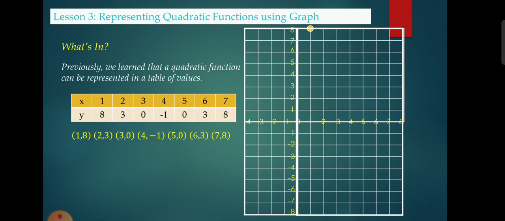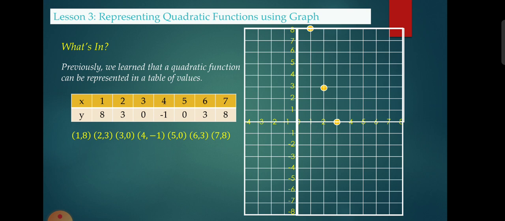So, first plot is 1 and 8. So 1, 8 is found on the first quadrant. X is 1, y is 8. Puro positive. The second point is 2, 3. X is 2, y is 3. Then the third one is 3, 0. So 3, the value of x is 3 and y is 0.